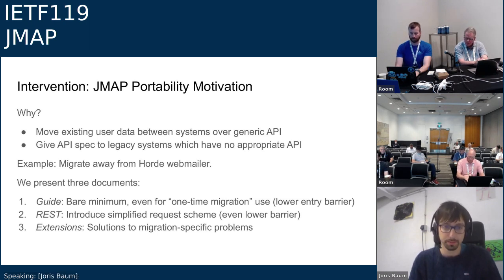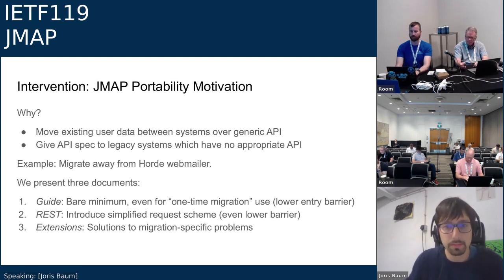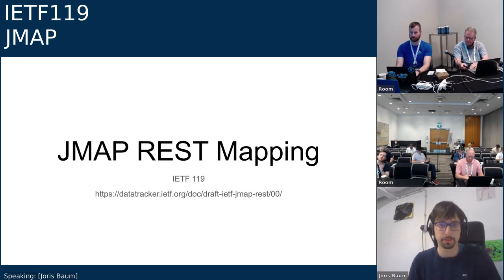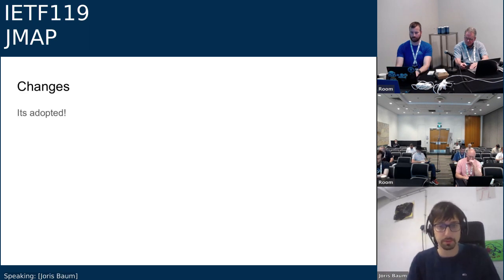Then we have the REST mapping spec to have even lower barriers, because for some people, even those barriers might be too low, which introduces a simplified request scheme. And then we also have some further extensions that can be useful to migration-specific problems. Next slide, please. So here is the REST mapping spec, which is basically the second of the whole bunch.